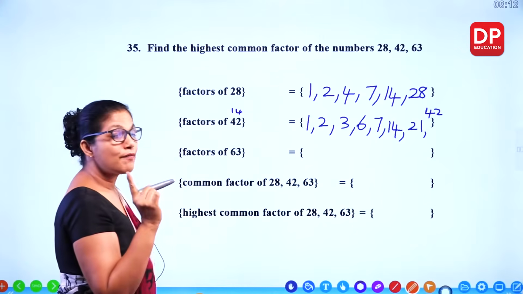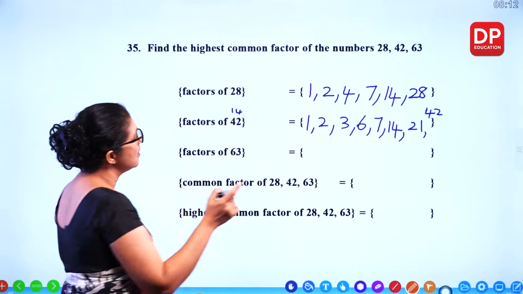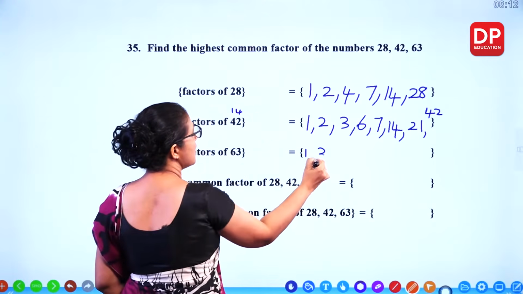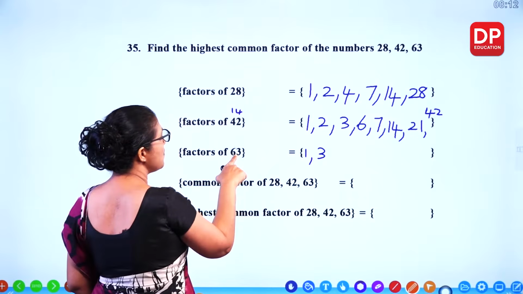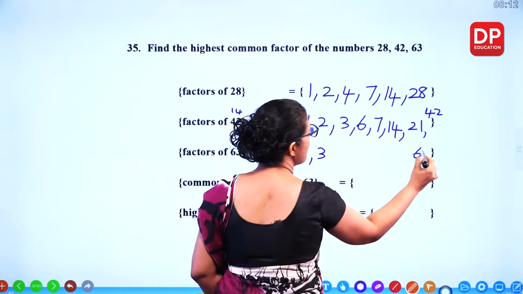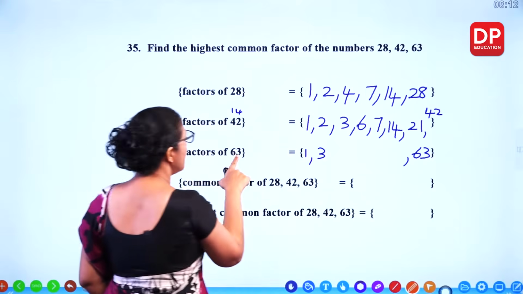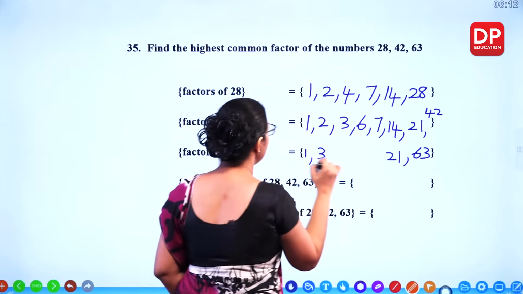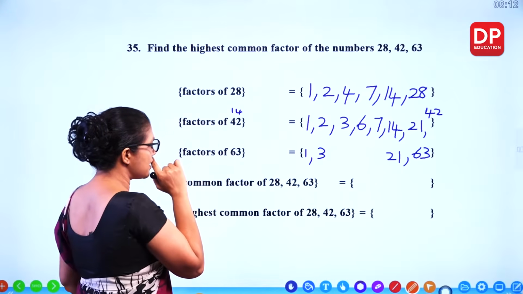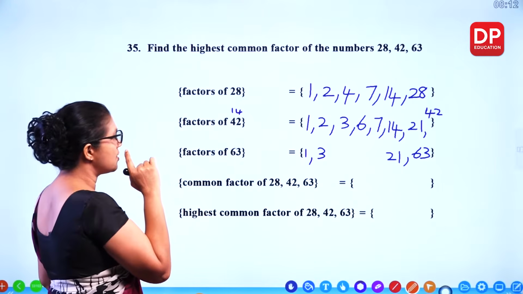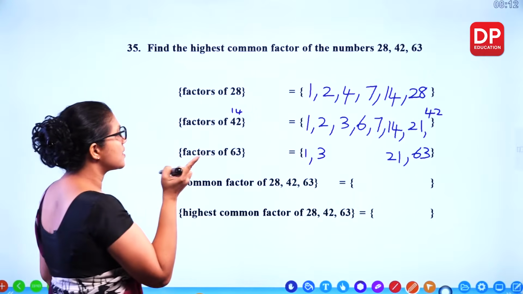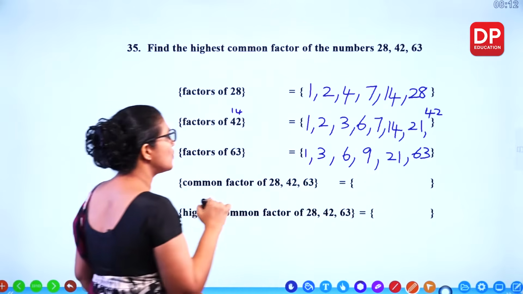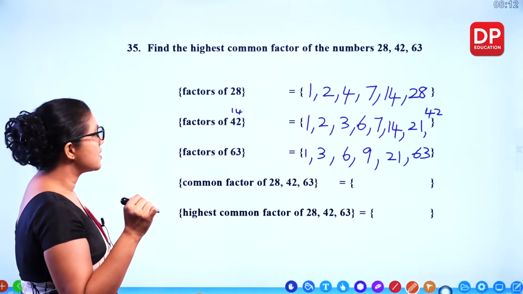Now, what are the factors of 63? 1. It's divisible by 3. So 3 times 21, so 63 comes, that's the last number. And what else? 63, 9 times 7. 7 and 9. Those are the factors of 63.